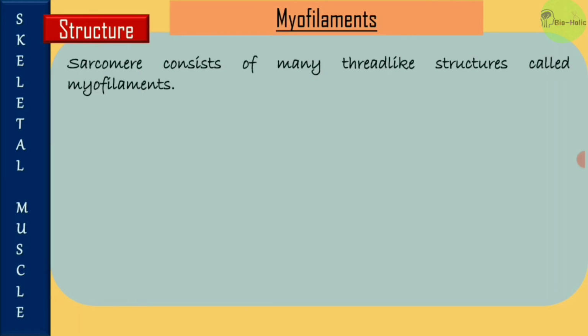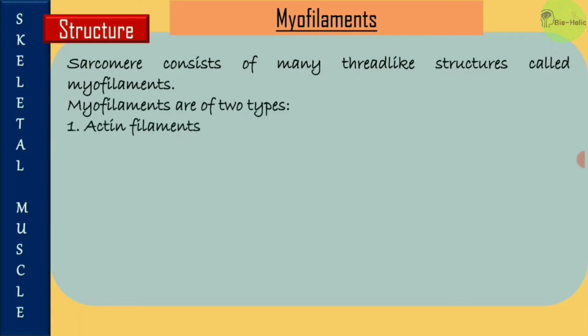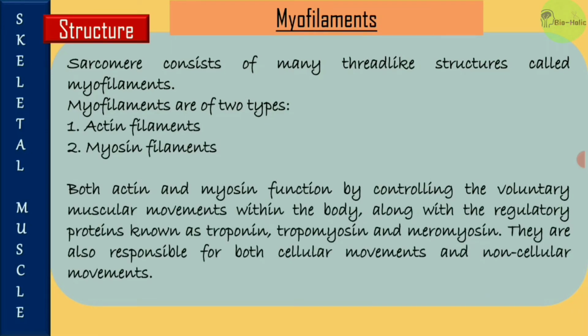Now the myofilaments. Sarcomere consists of many thread-like structures called myofilaments. Myofilaments are of two types, the actin filament and the myosin filament. Both actin and myosin function by controlling the voluntary muscular movements within the body, along with the regulatory proteins known as troponin, tropomyosin and meromyosin. They are also responsible for both cellular movements and non-cellular movements.